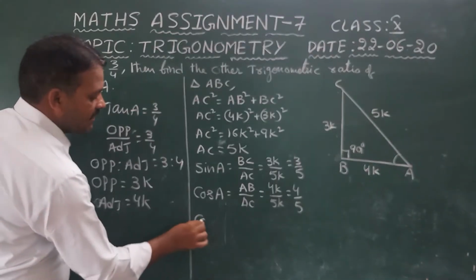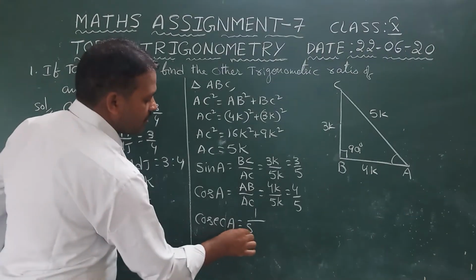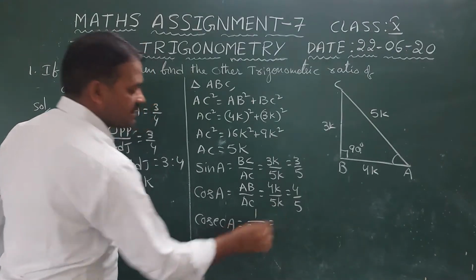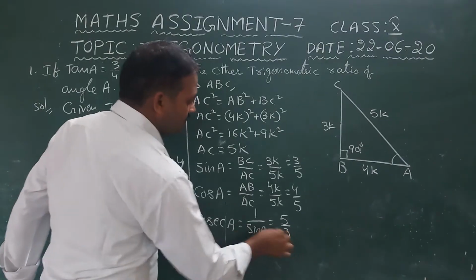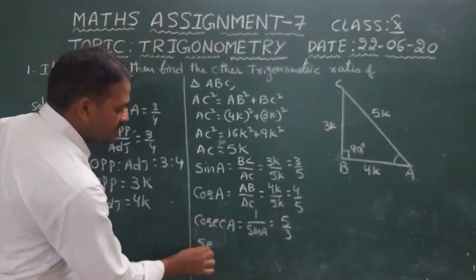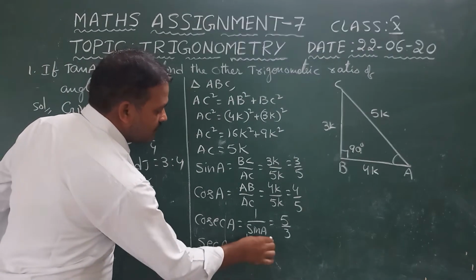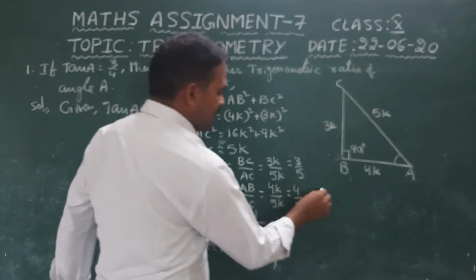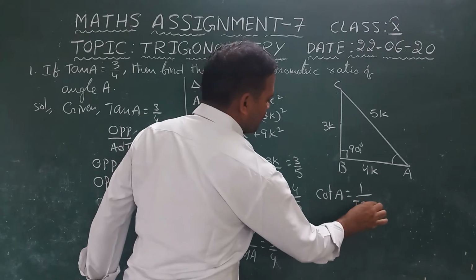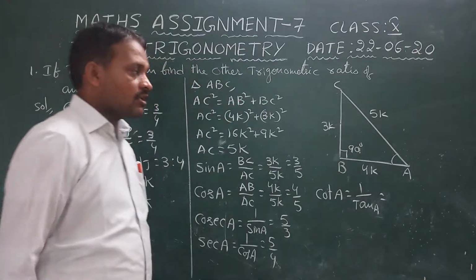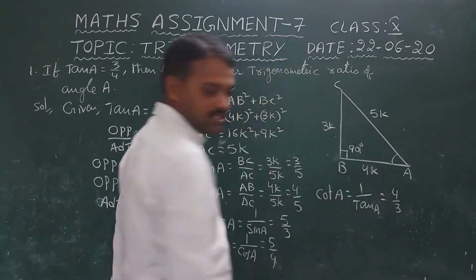Similarly, I need to find cosecant A. Cosecant A is the reciprocal of sin A, that is 1 by sin A. Since sin A is 3 by 5, the reciprocal is 5 by 3. Similarly, secant A is the reciprocal of cos A, so the value is 5 by 4. Finally, cot A is the reciprocal of tan A. Since tan A is 3 by 4, the reciprocal is 4 by 3. So this is the first question, students.